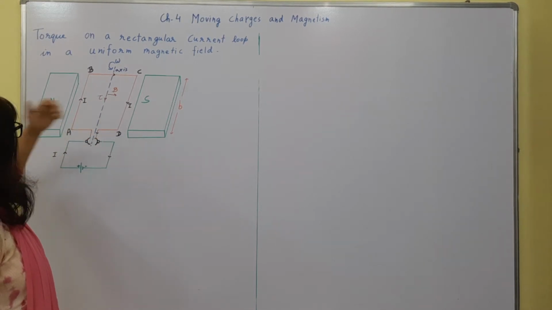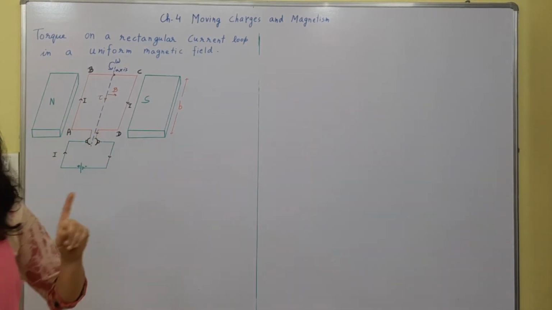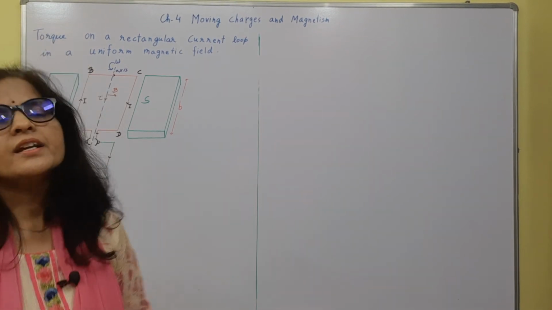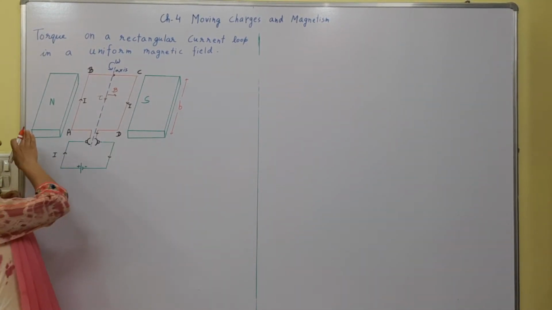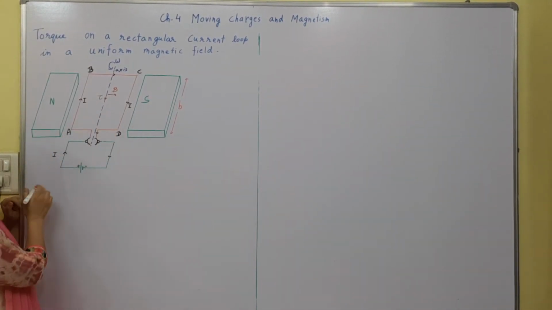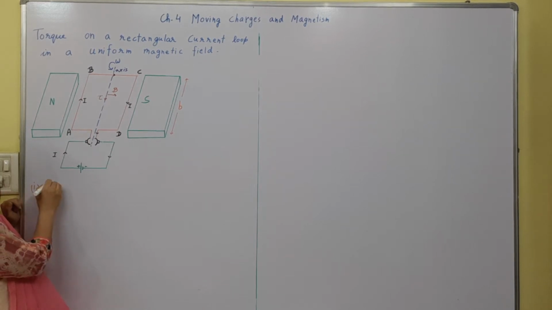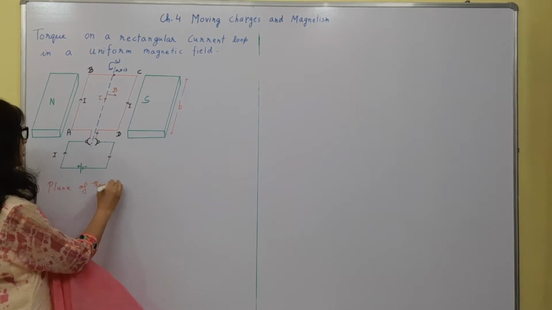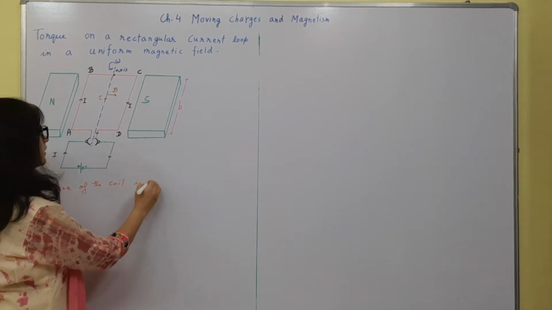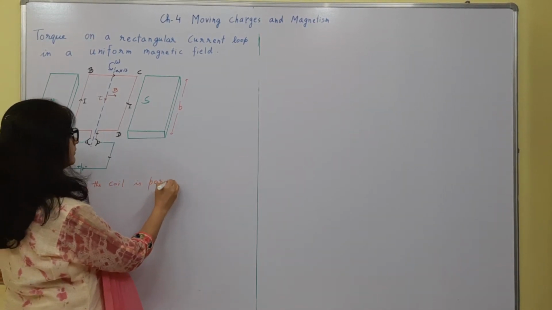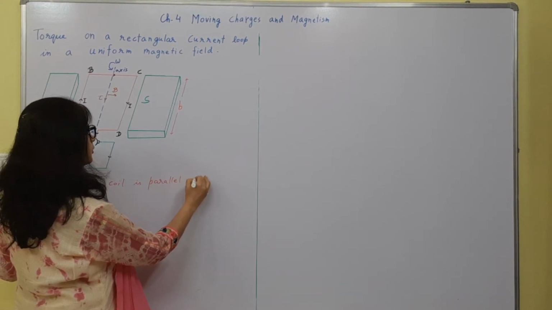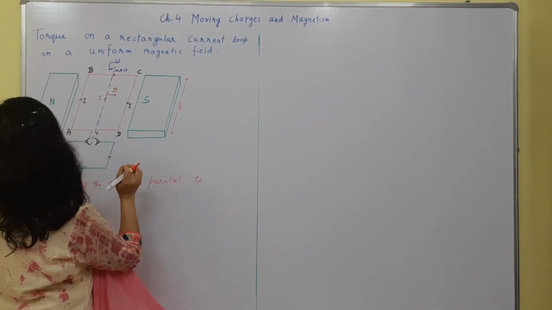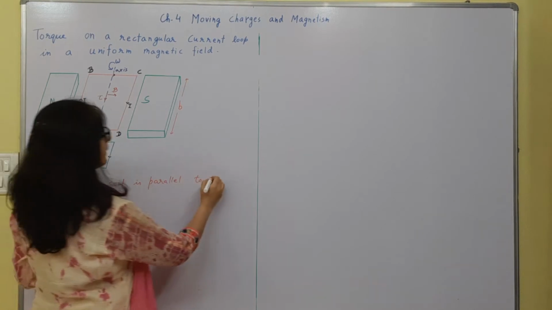Now in this case we are first considering a specific case where the plane of the coil is parallel to the magnetic field. So we are first considering that the plane of the coil is parallel to the magnetic field.